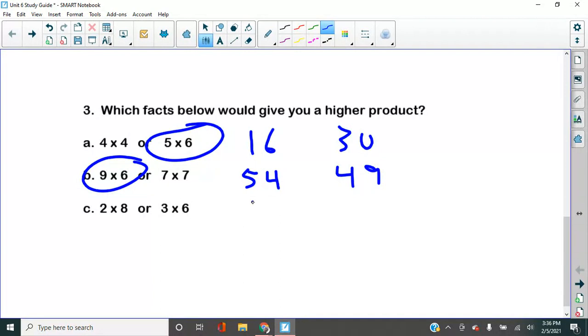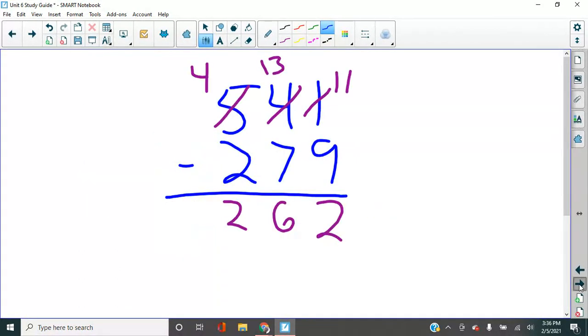And C, which is bigger? 2 times 8 is 16. 3 times 6 is 18. Oh, they were close. That is the bigger one. In order to answer these, we had to figure out the answer to both, right? You can't just look at the numbers and say, oh, I think it might be this one. Okay, we had to make sure. We had to figure out the answers to each problem, then decide which one is more.